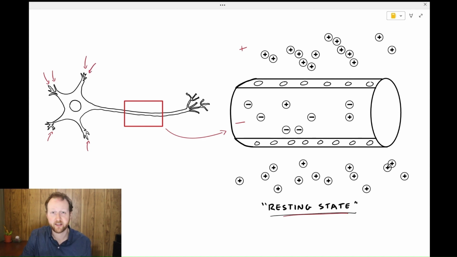Now, these messages that the dendrites are receiving may do one of two things. They might excite this neuron, and all we mean when we say excite is increase the positive charge of the neuron. Or these messages being received by the dendrites may inhibit the neuron, and all this means is that they're lowering the charge of this neuron. So depending on the type of messages this neuron is receiving from other neurons, whether they be excitatory or inhibitory, is going to change the charge of this neuron during its resting state.